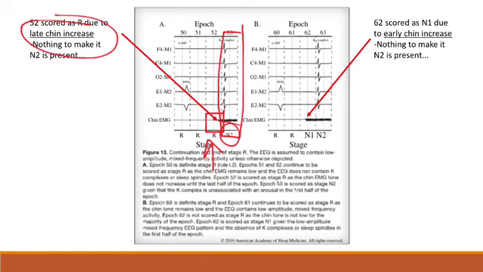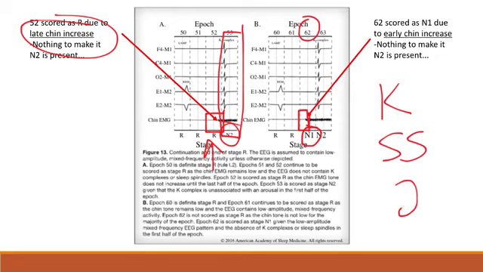Now, 62 is scored as N1 due to the early chin increase. In this situation, here's 62, and you can see here that the chin increase happened on the first half of the epoch. So therefore, making it more like stage 1. We call it stage 1 because nothing was there to make it stage 2. There were no K complexes, there are no sleep spindles, there's nothing that would suggest that this was stage 2. So we're going to call it stage 1.